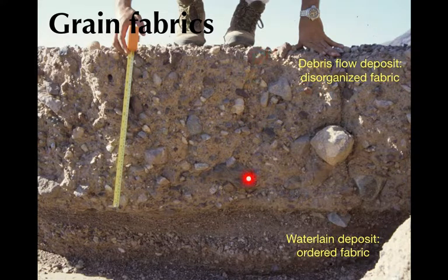The fabric of a sedimentary deposit can tell you something about how it was deposited. In this case, debris flows typically produce disorganized deposits, whereas water-laid deposits, such as streamflow deposits, produce a more ordered fabric.